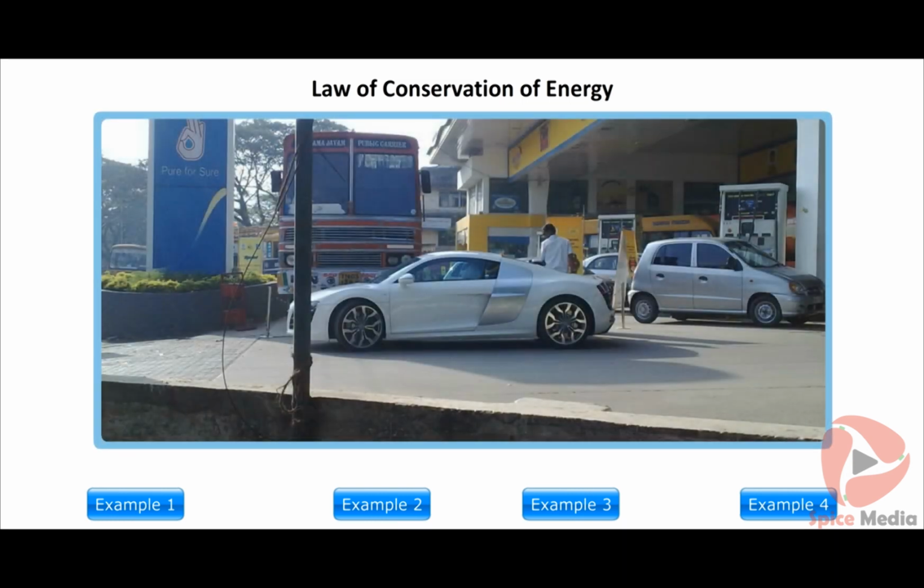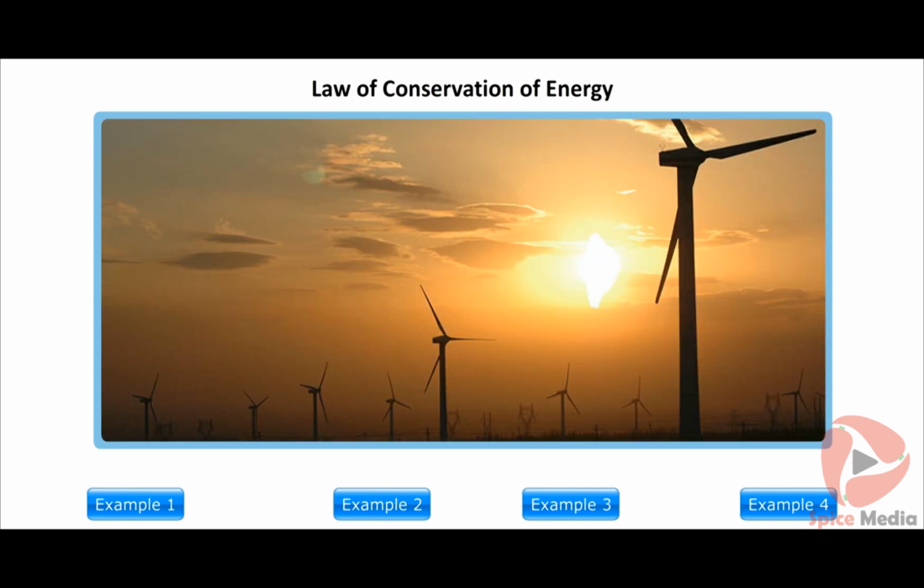Example 1. In the case of the motion of a car, it is the chemical energy of the fuel which, when burnt, produces heat energy, which in turn gets converted into mechanical energy. Example 2. In the case of windmills, it is the wind energy that gets converted to mechanical energy, which in turn runs a turbine to produce electricity. But heat from the sun causes wind to blow. The source of the sun's energy is the nuclear fusion reaction. This leads to the chain of transformation of energies.